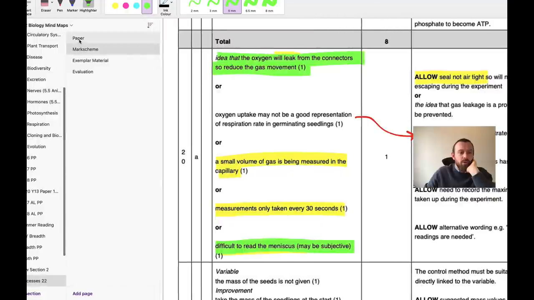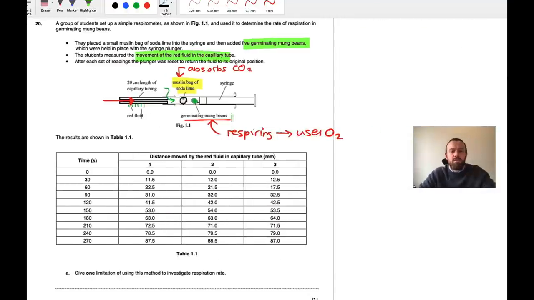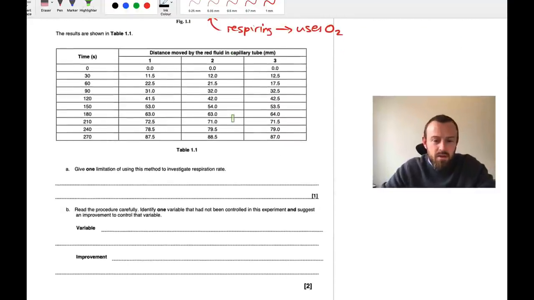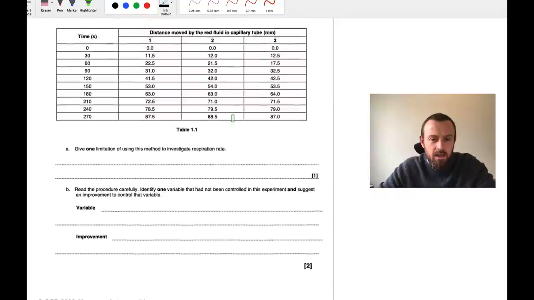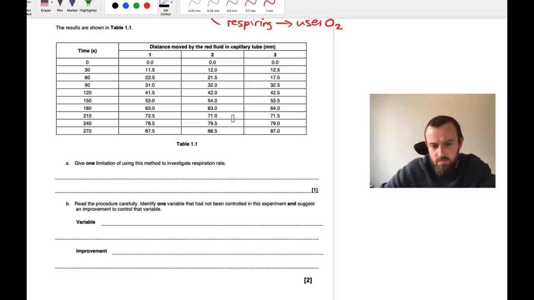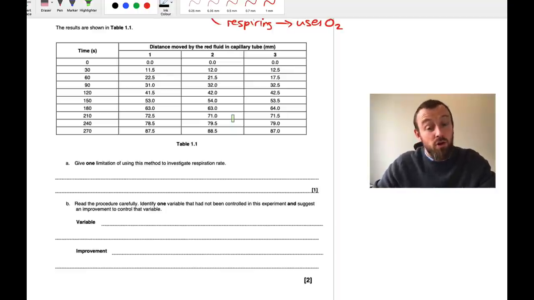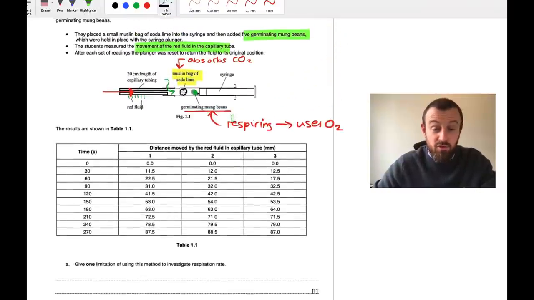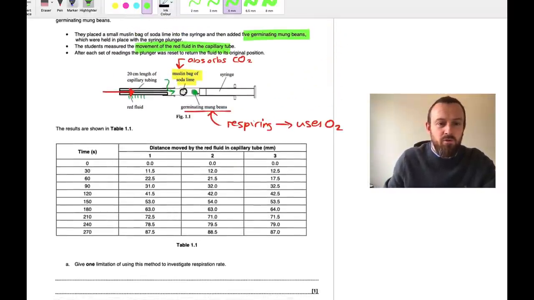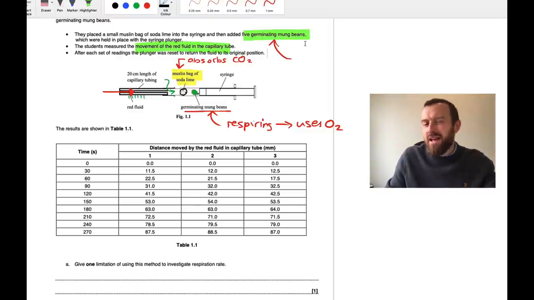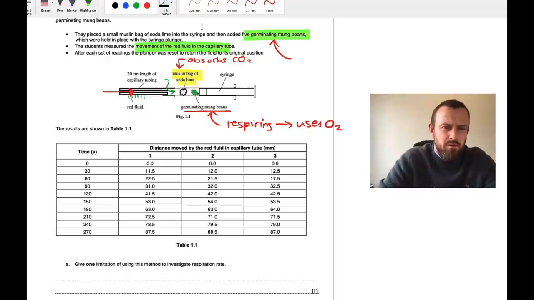Now, the question then moves on and talks about variables that weren't controlled. Identify one variable that had not been controlled in the experiment and suggest an improvement to control that variable. Well, the most obvious one that jumps out for me is that we've got 5 mung beans. 5 beans. That doesn't sound that scientific. How big are the beans? Could we have measured the mass of the beans potentially? Or the size? The mass would have been the most obvious thing.